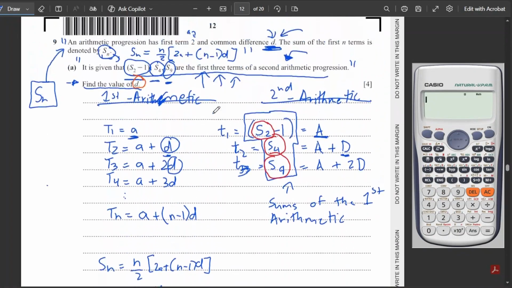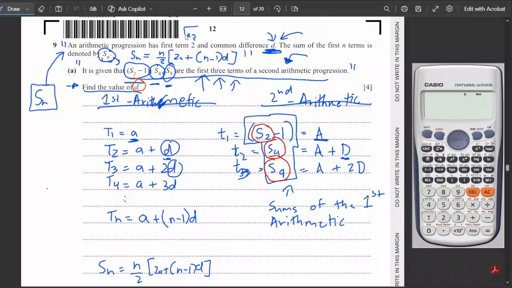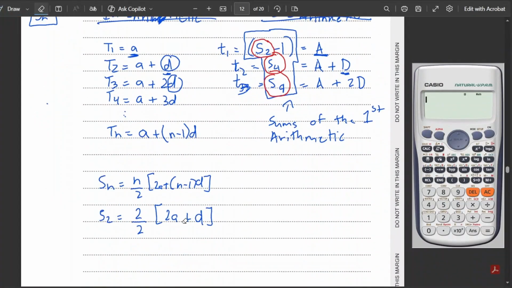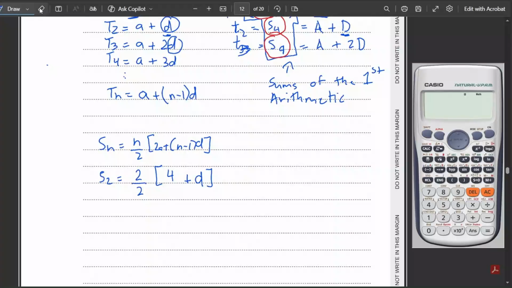Now, if you realize, they also tell me what a is for the first arithmetic progression. They tell me that a is 2, which means over here I can put 2 in place of a, and 2 times 2 is going to be what? It's going to be 4. 2 times 2 is 4. So 4 over here. Now, let's simplify this. 2 divided by 2 is 1, so I don't have to write that. So I just get 4 plus d over here. 4 plus d. This is what S2 is.